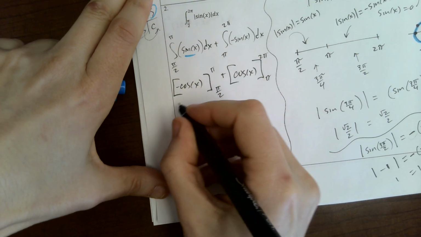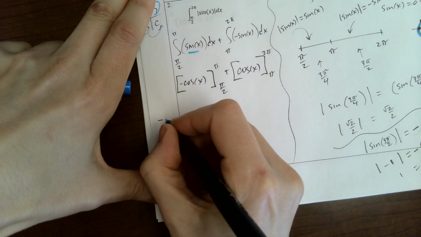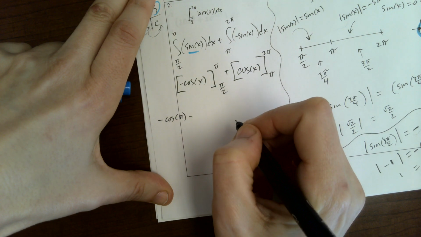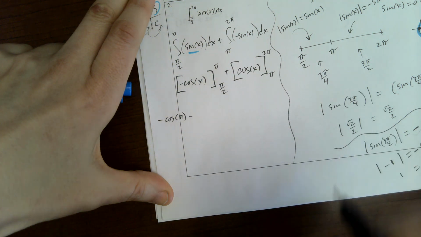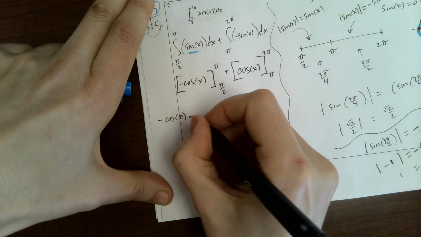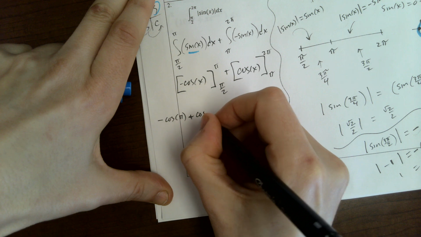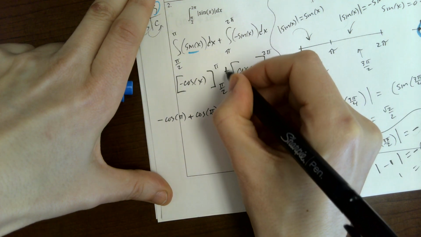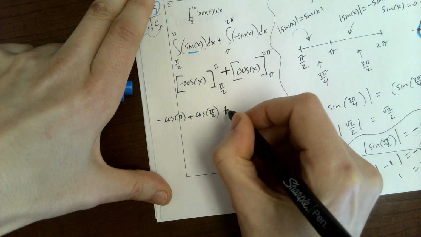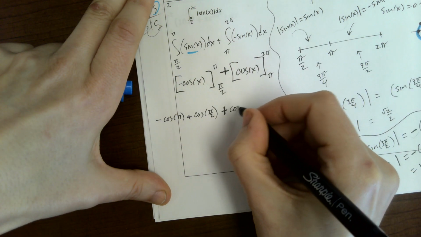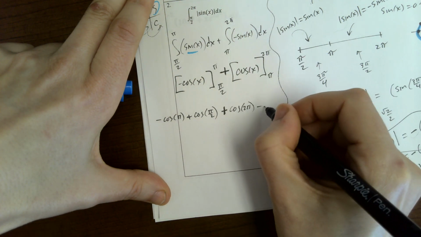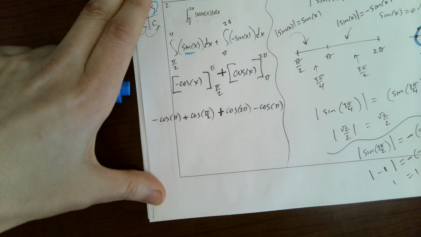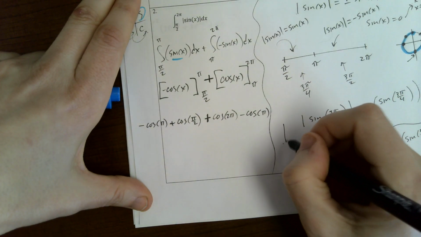Okay, and now final value minus initial value for both intervals. So I'm plugging in pi first. I'm going to go like this. So negative cosine of pi minus a negative. So it's minus negative cosine. So I'm going to do a plus right now, if that's okay. Cosine of pi over 2. Okay. And then this plus sign is coming down here. And then this is cosine of 2 pi minus cosine of pi. All right. And guys, you just have to know the unit circle.